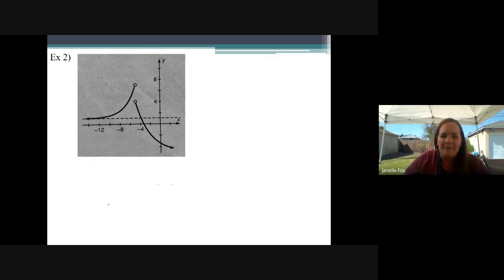We got this. Okay, it should be noted that on this graph every tick mark is 2. So it goes 2, 4, 6, 8, and then -2, -4, -6, -8, just so you know, okay?